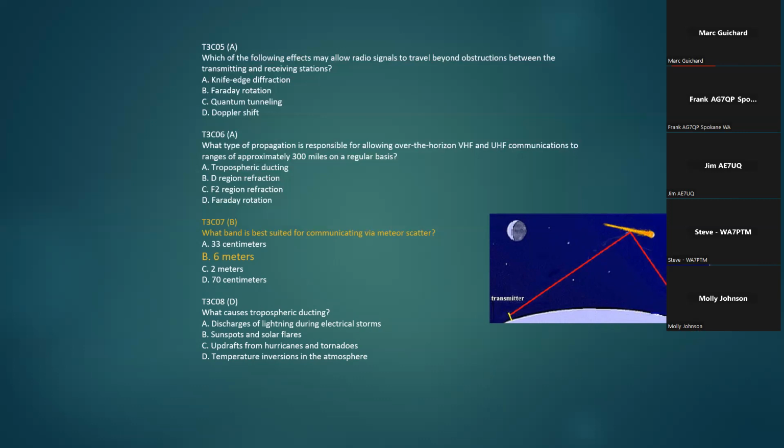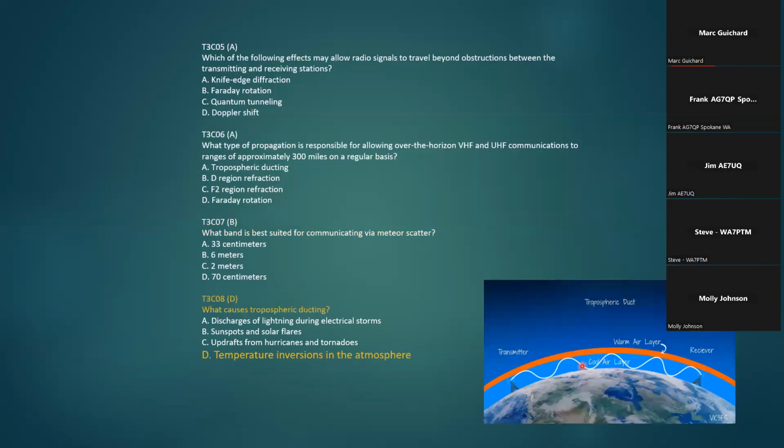atmosphere. Again, you have a cool air layer with warm air layer over it. And occasionally you can reflect your VHF signal for several hundred miles using tropospheric ducting.